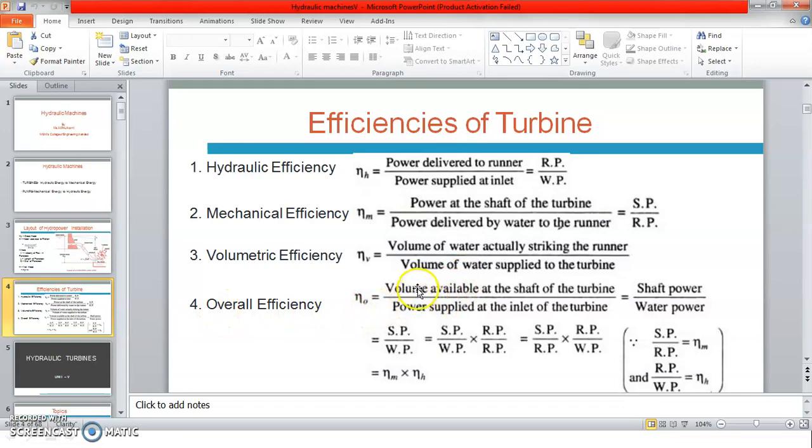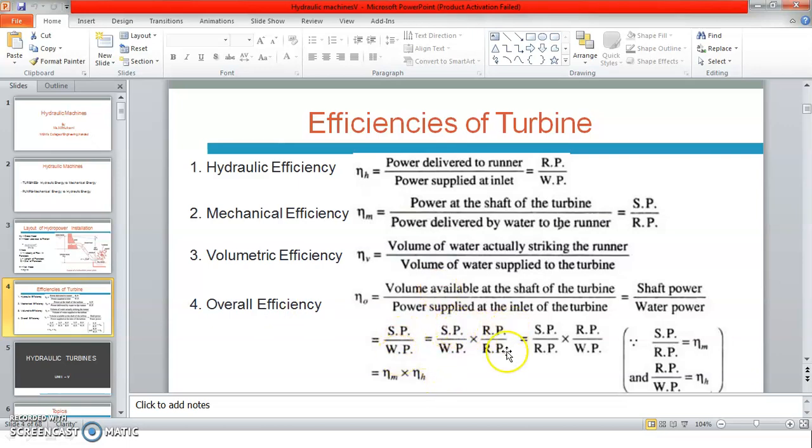Then overall efficiency is the power available at the shaft of the turbine to the power supplied at the inlet of the turbine. So shaft power upon water power, SP upon WP. Whatever the numerator of the second, mechanical efficiency, and the denominator of the first, that is hydraulic efficiency, its ratio is nothing but the overall efficiency. So we have to consider both hydraulic and mechanical efficiencies to calculate overall efficiency. So we can simply say SP upon WP.